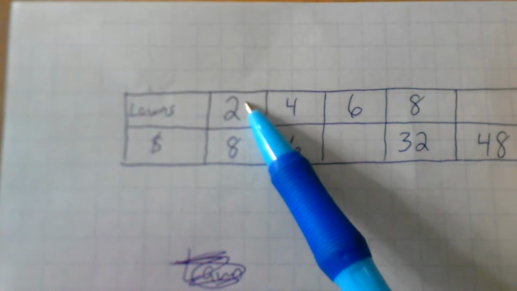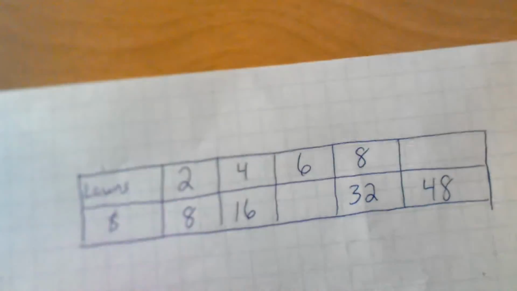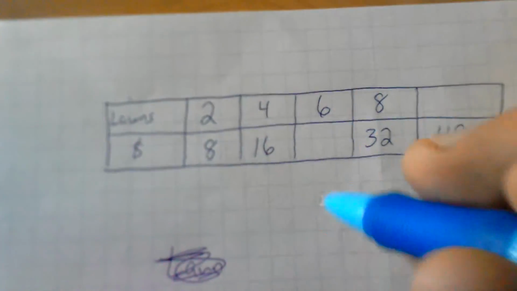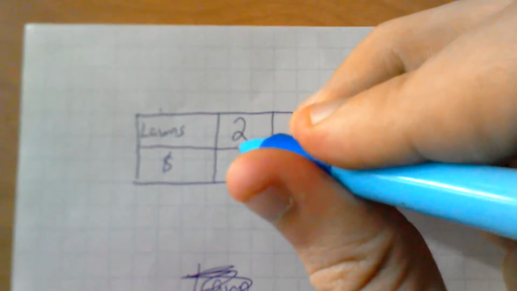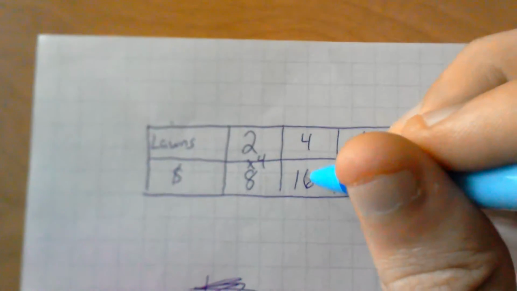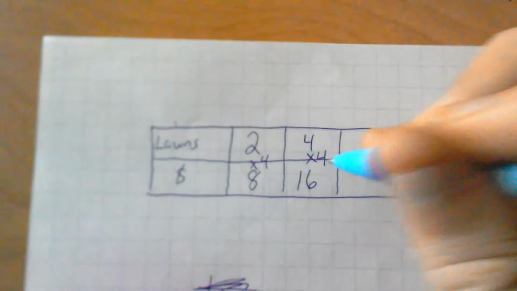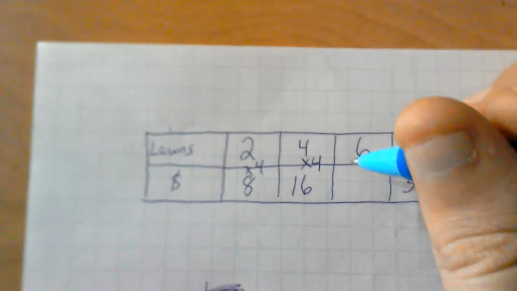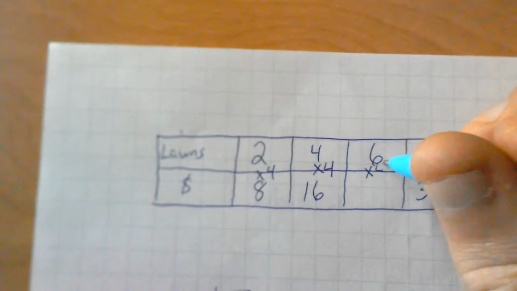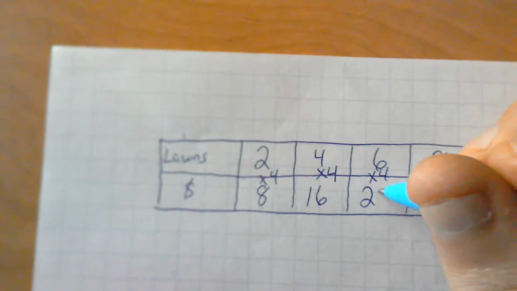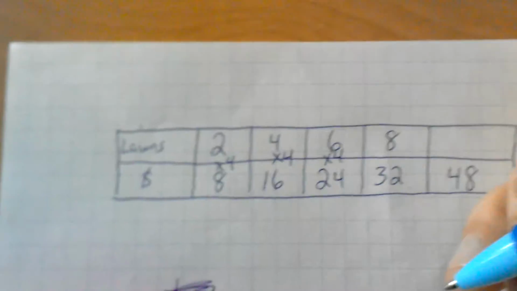To go from 2 to 8, I'm multiplying times 4. 4 to 6, I multiply times 4. So I must do the same thing here. Times 4. 6 times 4 is 24. So I know what that number has to be.